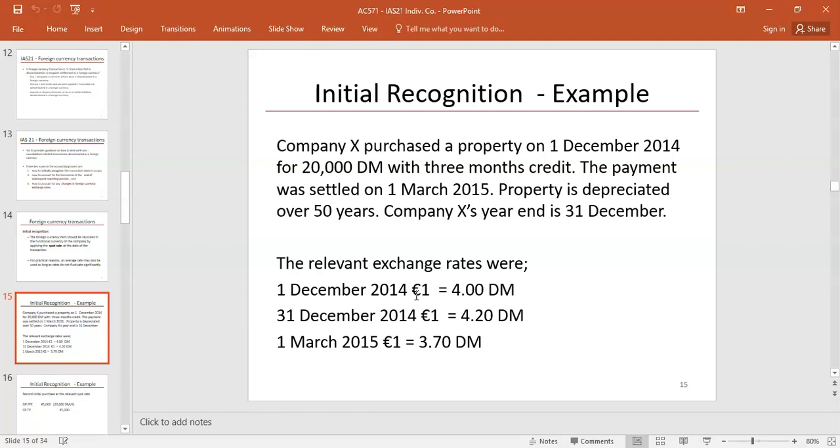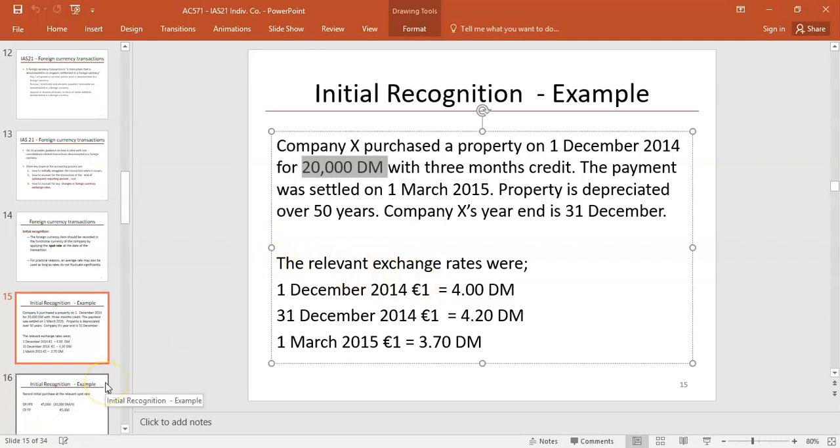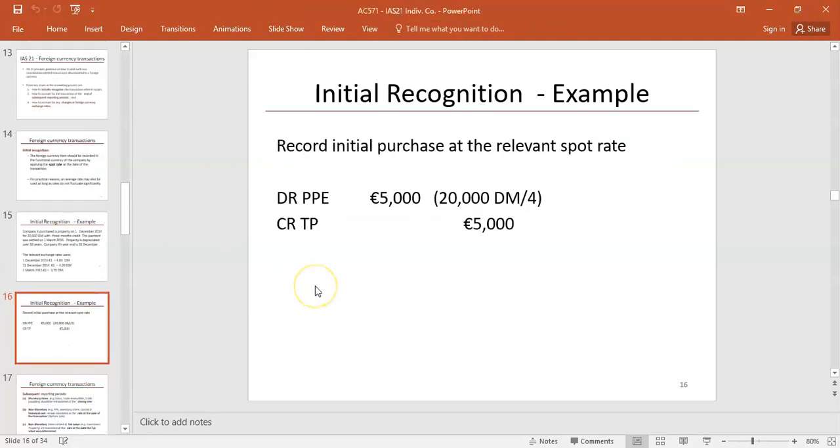So the initial purchase on the 1st of December will be at the spot rate. And the spot rate is here: €1 is worth 4 Deutschmark, or DM. So that means the 20,000 DM is the equivalent of, divided by 4, €5,000. And we're assuming we're always a euro-based company. So simply, the entry that you will make on the 1st of December is debit the asset 5, credit other payables, or trade payables is fine, 5 as well. So that's what we mean by record the initial purchase at the relevant spot rate.